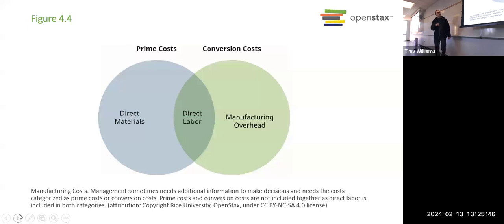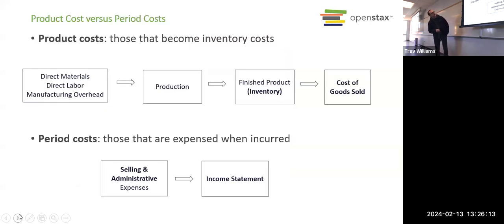If you knew your prime costs and you wanted to figure out the total manufacturing costs, what would you need to add? The manufacturing overhead, exactly. And if you knew your conversion costs and you wanted to figure out your total manufacturing costs, what would you need to add? The direct materials, exactly. Okay, so you get that. This is basically the same thing.